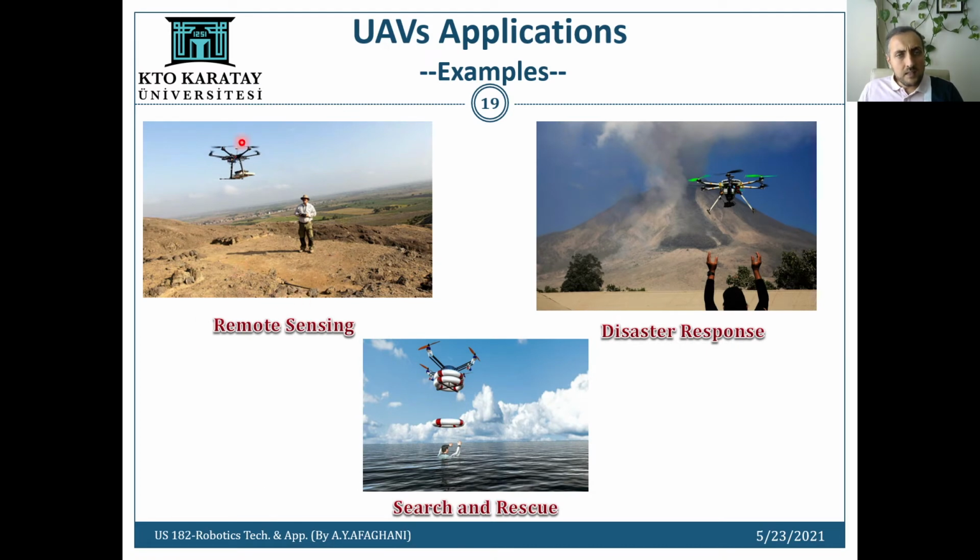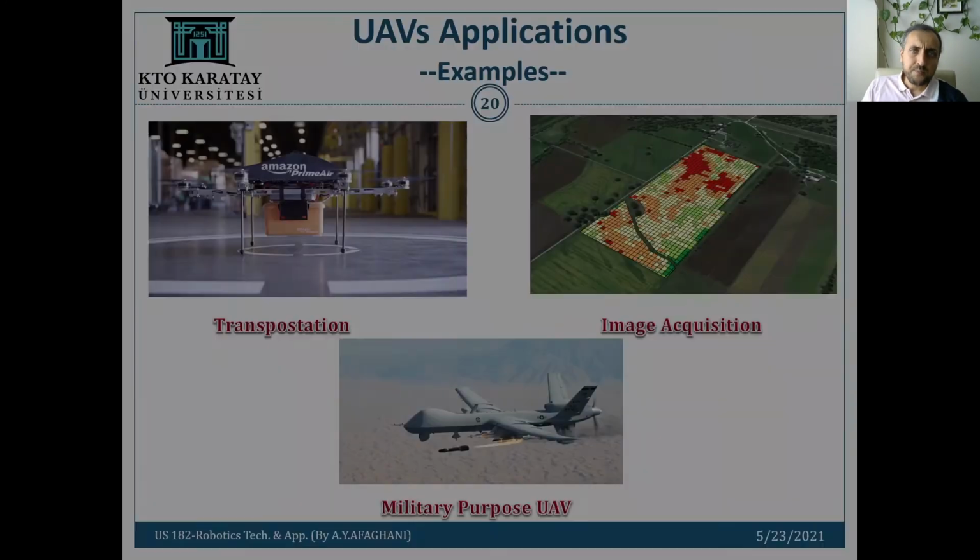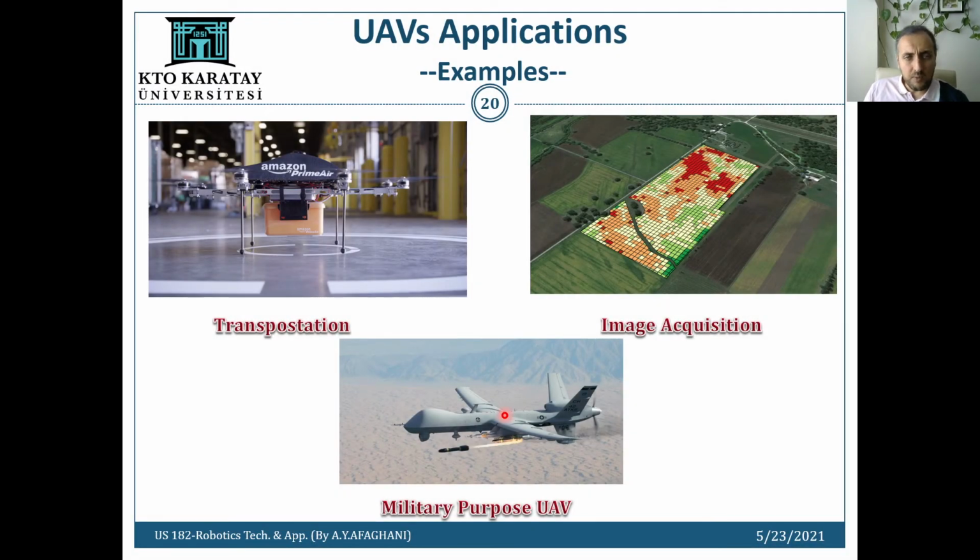This is remote sensing, remotely controlled unmanned aerial vehicles. This is disaster response. It can go to some area which is difficult to reach, a volcanic area, a nuclear station, the ocean, and so on. Here, search and rescue. There are also many applications. It can help humans in some dangerous areas, survive them and save them from any problem.